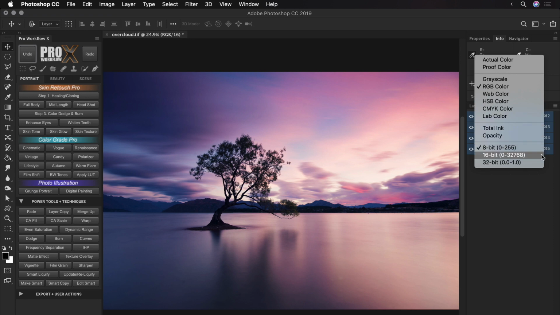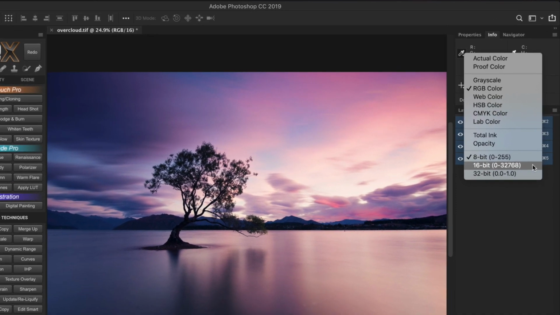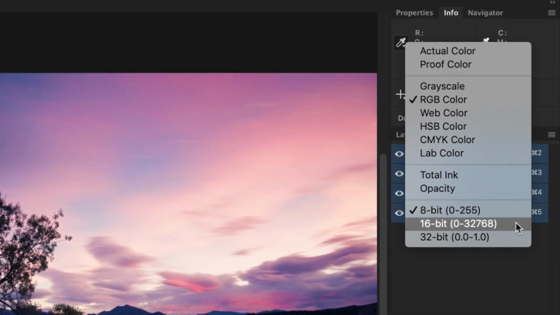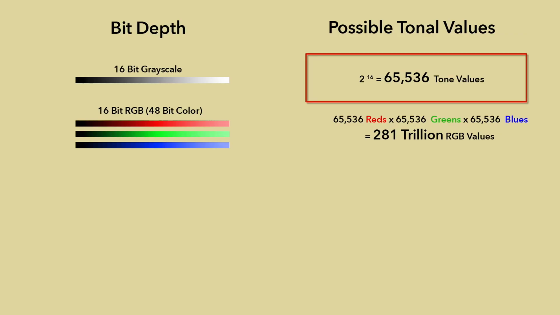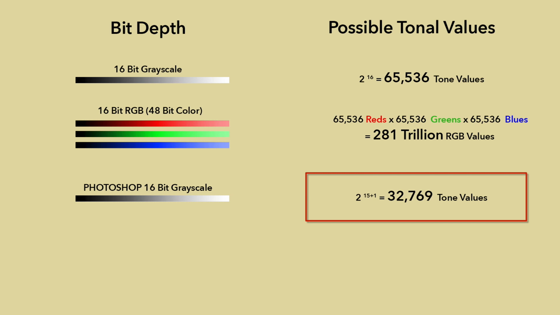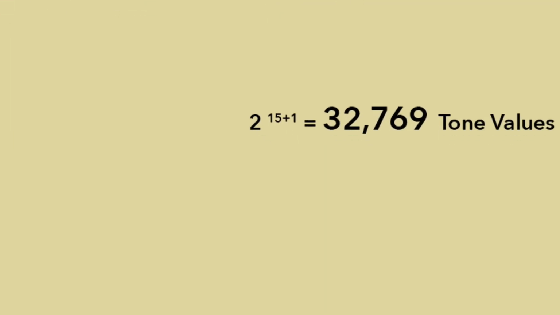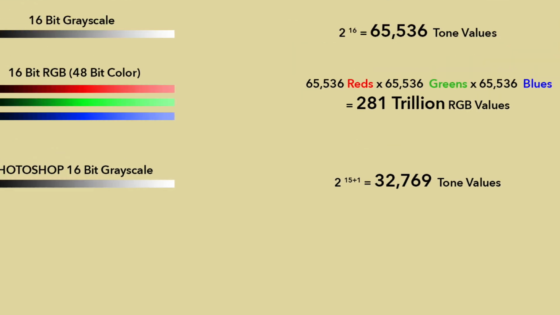The 16-bit scale here shows 0 to 32,768, which, including the first value of 0, is a total of 32,769 RGB values per channel. It is not 65,536, what a true 16-bit offers. It is almost half of that. This is because what Photoshop calls 16 bits per channel is actually 15 bits per channel plus one extra bit. So in Photoshop's case, it is 2 to the power of 15 plus 1, which is a total of 32,769 RGB values, as we saw in the color picker.